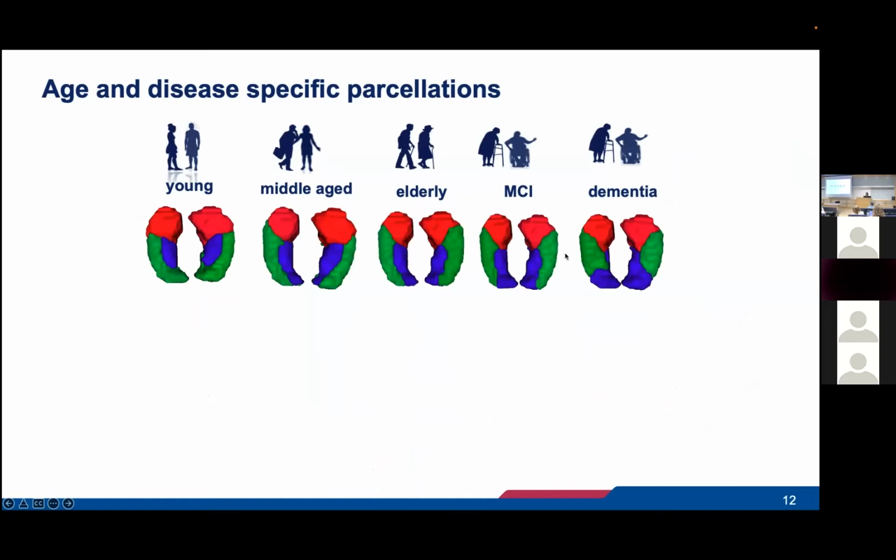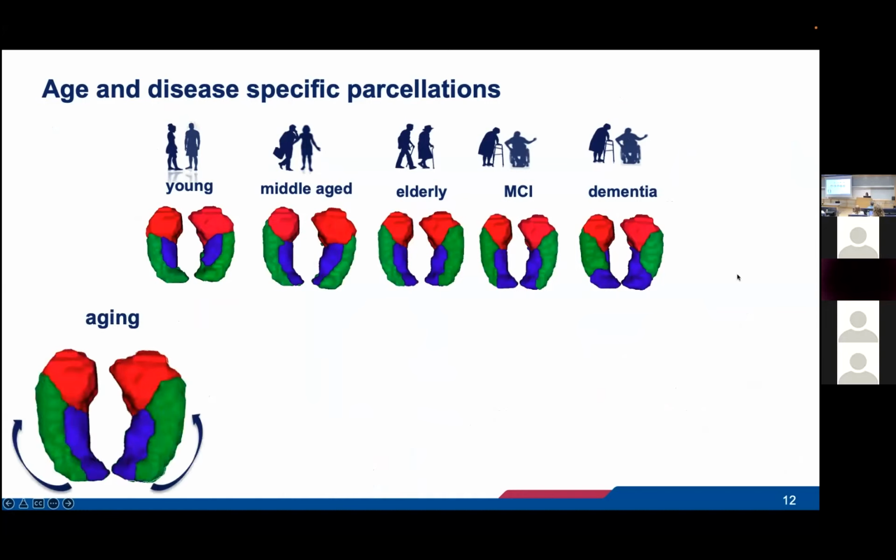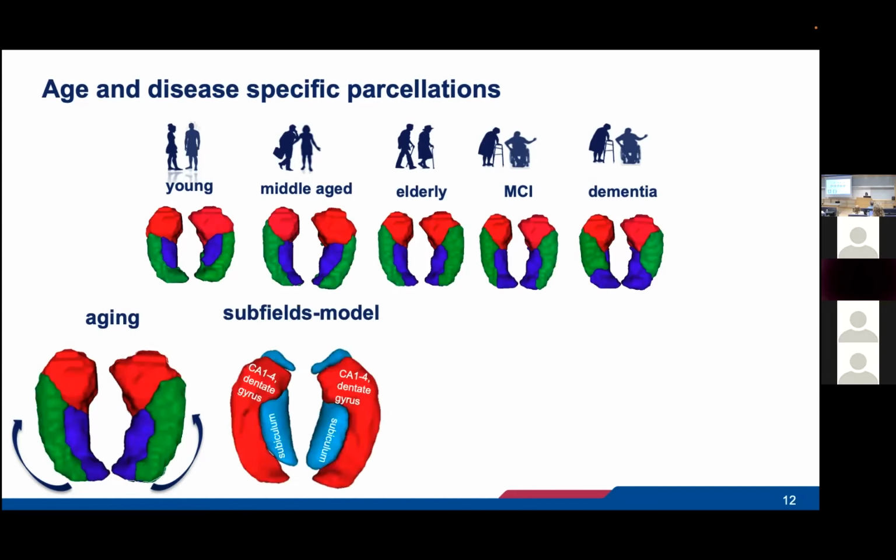And what we see is that these patterns are actually age dependent. We had the impression that the differences were especially evident in the posterior hippocampus of the green lateral subregion, moving from the tail approaching into the anterior direction. But this again reminded us of this subfield model.